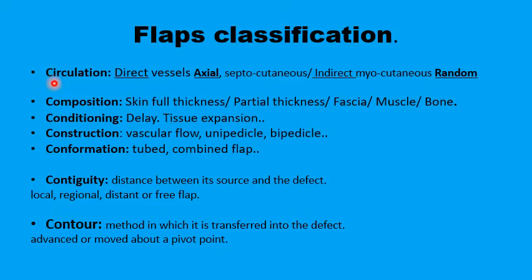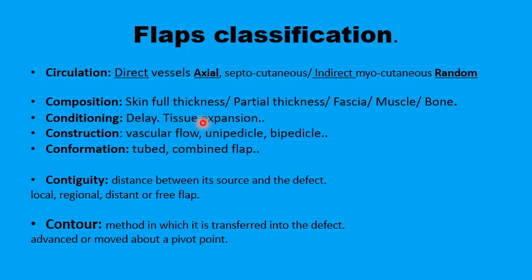The first C is the circulation. It can be a direct vessel going to the flap, like in axial flaps, or indirectly through musculocutaneous branches, like in random flaps, followed by the composition, which refers to whether you are using a full thickness skin flap or partial thickness, including fascia, muscle, or even bone in your flap. The third C refers to conditioning of the flap, either by delaying to improve its vascularity or expanding the tissue using tissue expansion.